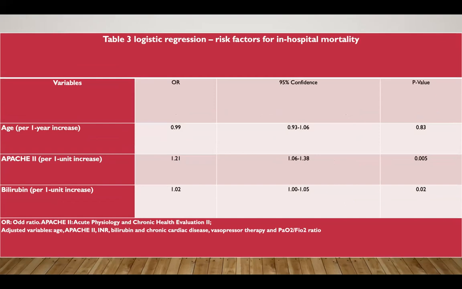Here we have the main predictors of death. We have age with an odds ratio of 0.9, and the Apache score: for every one-point increase in the Apache score, there is a 21% increase in the risk of death. And there is also bilirubin: an increase in bilirubin increases in-hospital mortality by 2% as well.